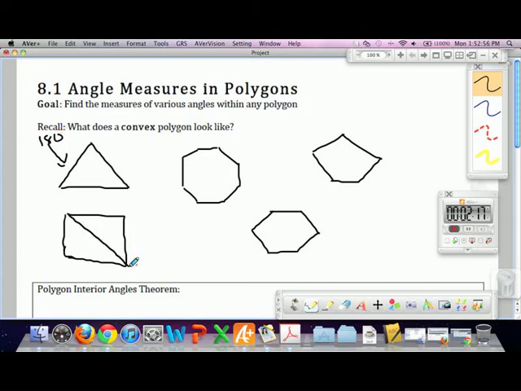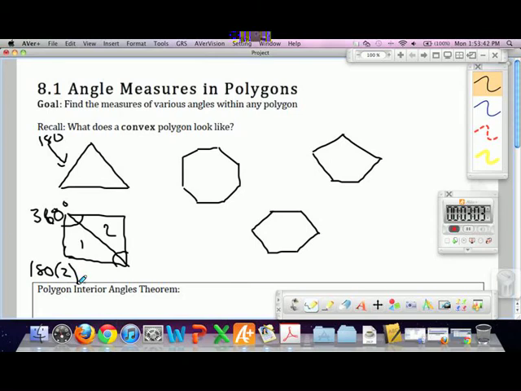So if we divide this square into two triangles, and then add together all the interior angles, notice that if you add this pair together, you get this angle, and this pair gives this angle. So if we added all of the angles of the triangles together, we should get the sum of the angles of this quadrilateral. With two triangles, we have 2 times 180, which is 360, the sum of the angles of this four-sided figure.